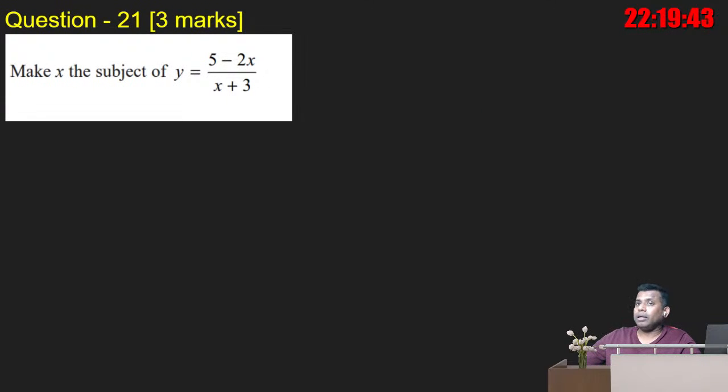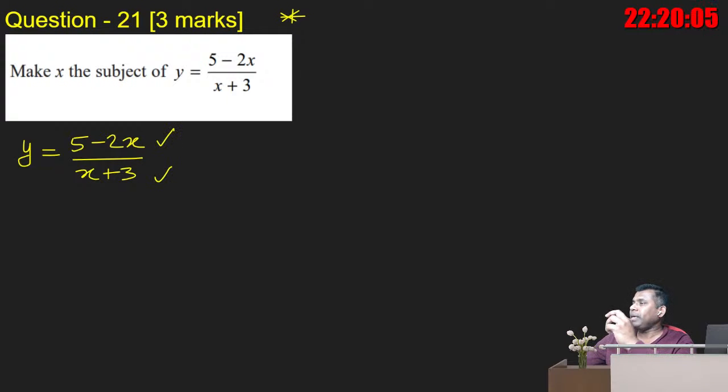Question number 21. It's a 3 mark making the subject question. So y is given as y equals 5 minus 2x over x plus 3. This is a very important question. You can make a star mark in your writing pad because the subject they are asking, x, appears on top and bottom. x appears in 2 places, right? The method we teach during our theory time is to cross multiply and make the letter appear in 1 place by factorizing. This is the method.